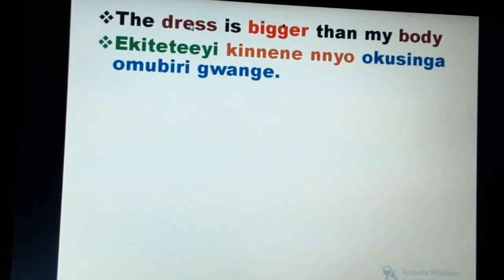Okay, let's proceed. The dress is bigger than my body.